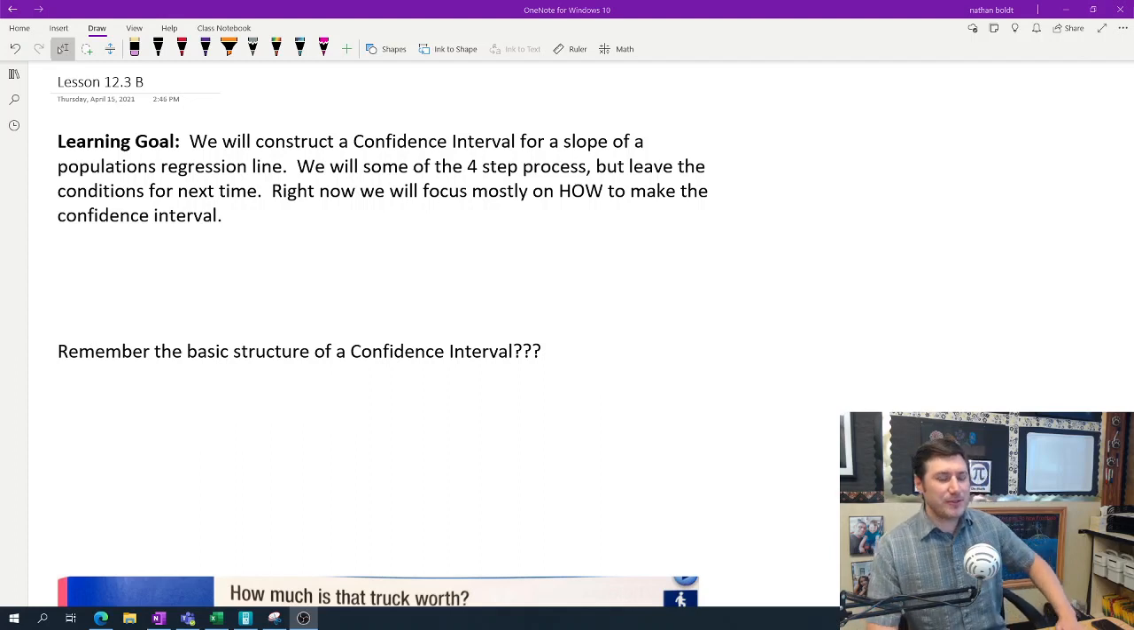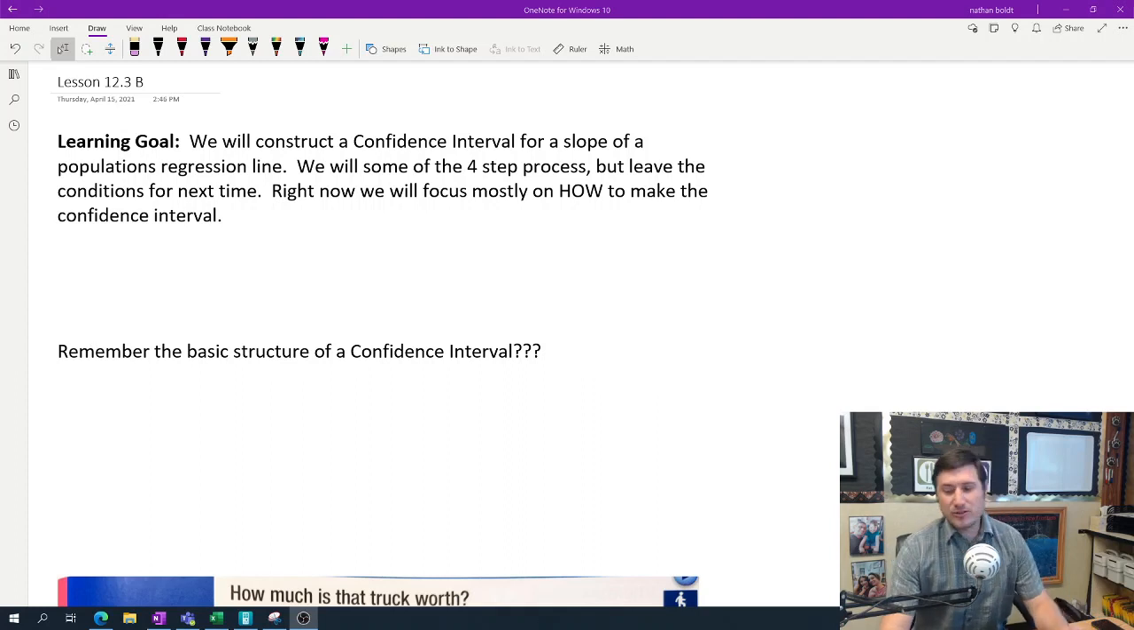Hello AP Statistics students. In this video, we're going to take a look at how to make a confidence interval for the slope of a population regression line. When we take a sample of two variables, we can find a regression line if there's a linear association. But that's just one possible regression line, and so the slope is only one possible slope. If we took another sample, we'd get something a little bit different. So what is the confidence interval of where the true slope could be based off of our sample?